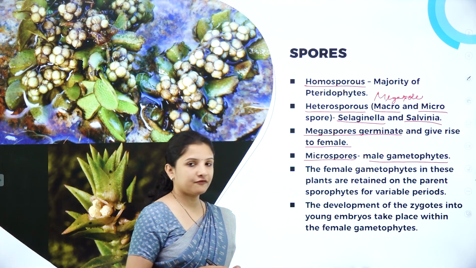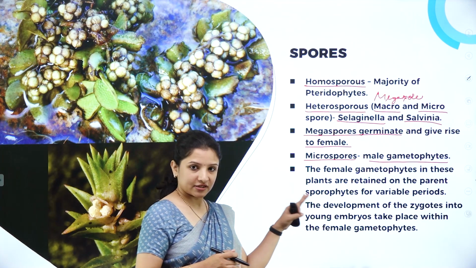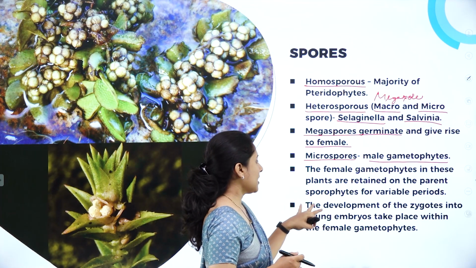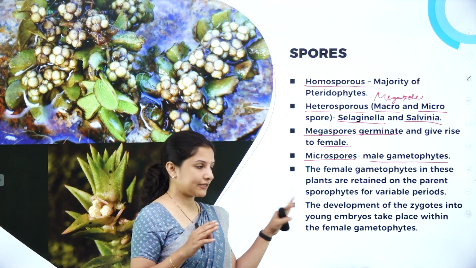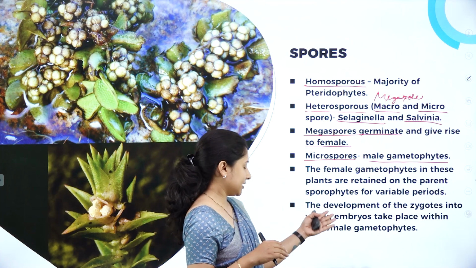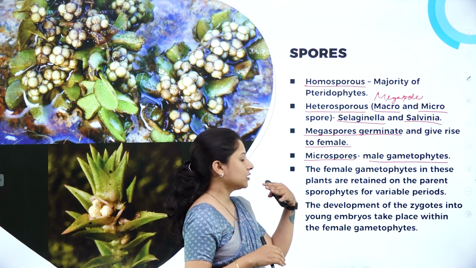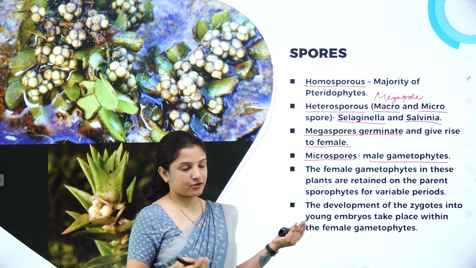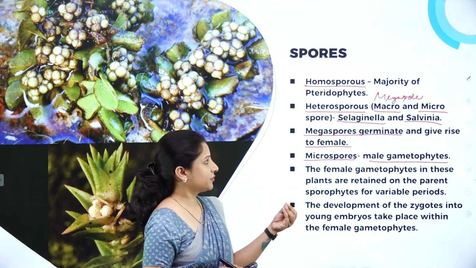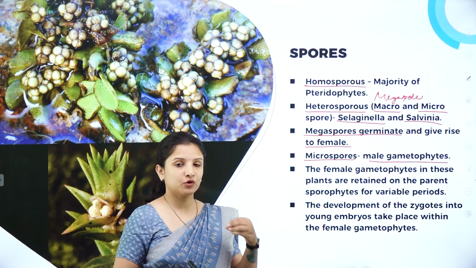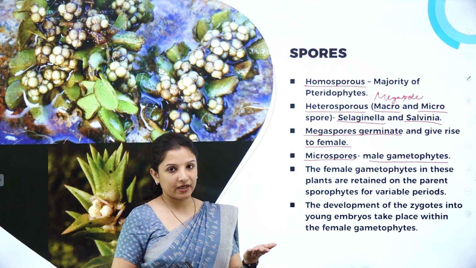And the female gametophyte will get retained in the sporophyte itself, and the development of the zygote will take place there. That zygote will get differentiated to form a young embryo, and that young embryo will develop into a new plant later on. So so much will happen in the female gametophyte. So once the spores are liberated, what happens? The macrospore will germinate to form the female gametophyte. The microspore will germinate to form the male gametophyte.